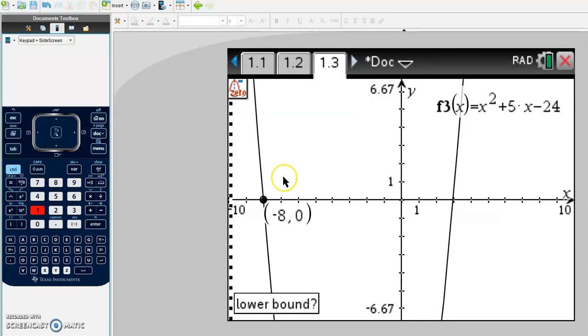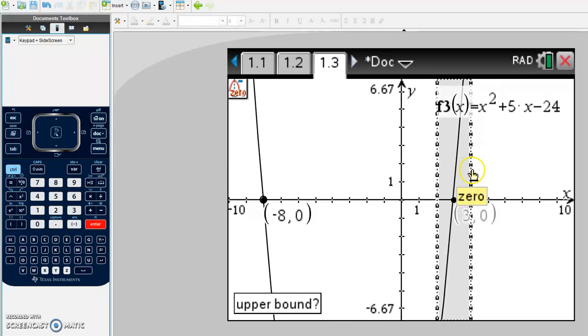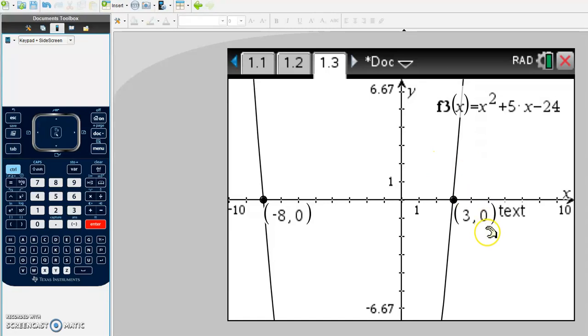Again, there's my dashed line. So let's move it to the left of my x-intercept that I'm trying to find and hit enter. Then I'll move it to the right and hit enter. And again, there it is. So we can write that. And it's going to be then for number 1, we were finding the x-intercept. So I have -8, 0, and then I have 3, 0.